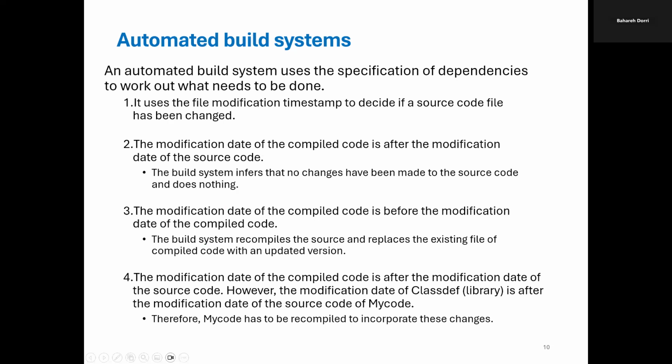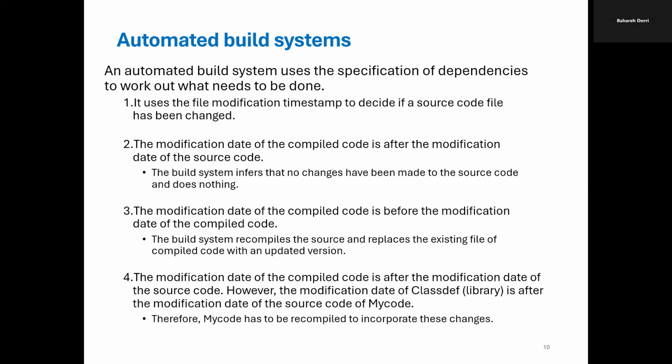This slide is explaining how an automated build system knows when to rebuild code. It does this by checking timestamps, specifically the last time a file was modified. Let's say you have a source file and a corresponding compiled file. If the compiled file is newer than the source file, that means no changes were made to the source after compilation. So no rebuild is needed. But if the source file is newer, so you edited the code, the system knows it has to recompile.